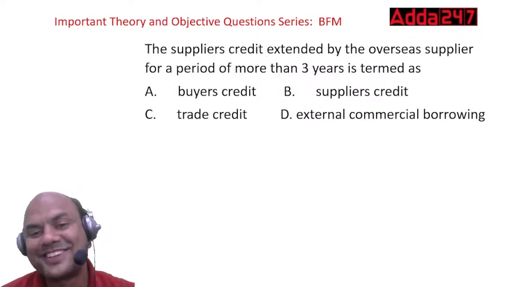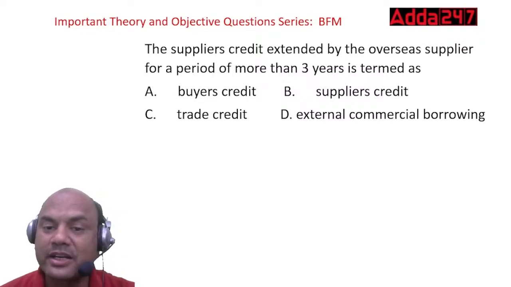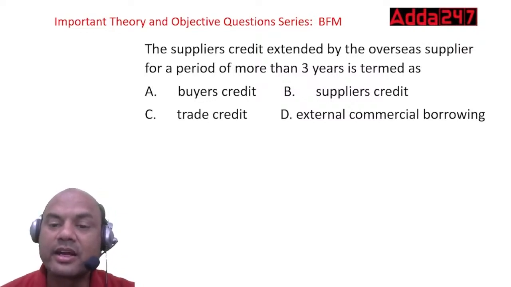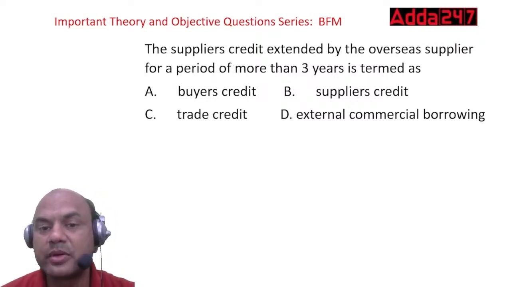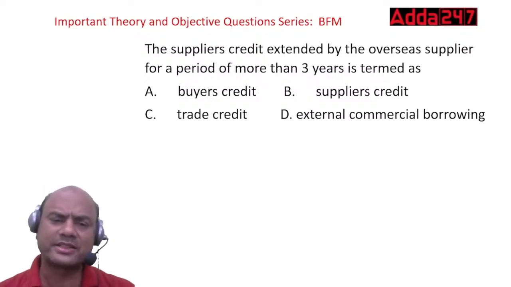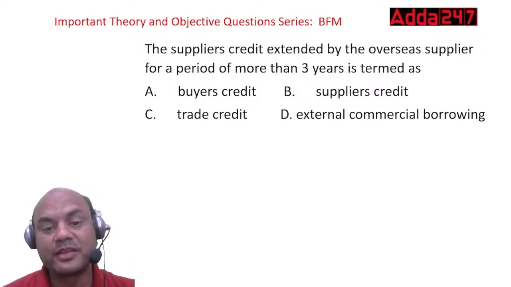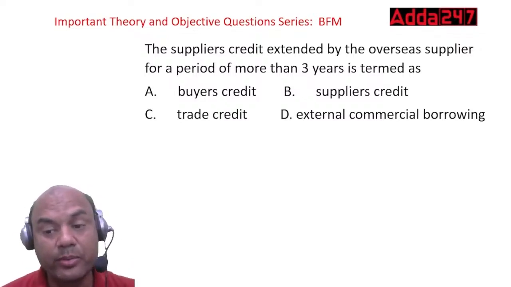Again confusion in this. Here options are the same again. Buyer's credit, supplier's credit, trade credit and ECB, external commercial borrowings. What is it called as? Just now when I discussed a buyer's credit, I told you something. What was that? Think of it. Again, rewind this video. Go back.